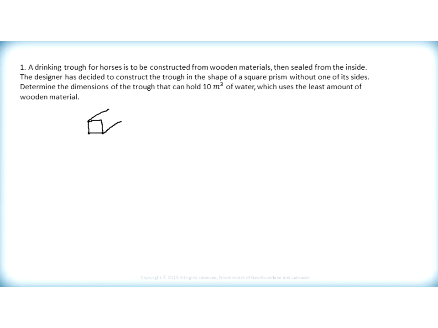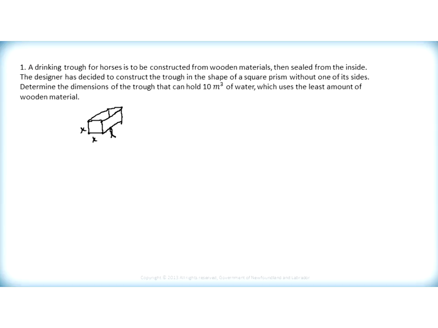So we've got this rectangular prism like this, only the ends are going to be squares. So let's call those squares having side lengths of x and x. And then our trough can be L units long, we'll say. So it's basically an open top box, I guess, without one of its sides, it says. So determine the dimensions of the trough that can hold 10 cubic meters of water, which uses the least amount of material.